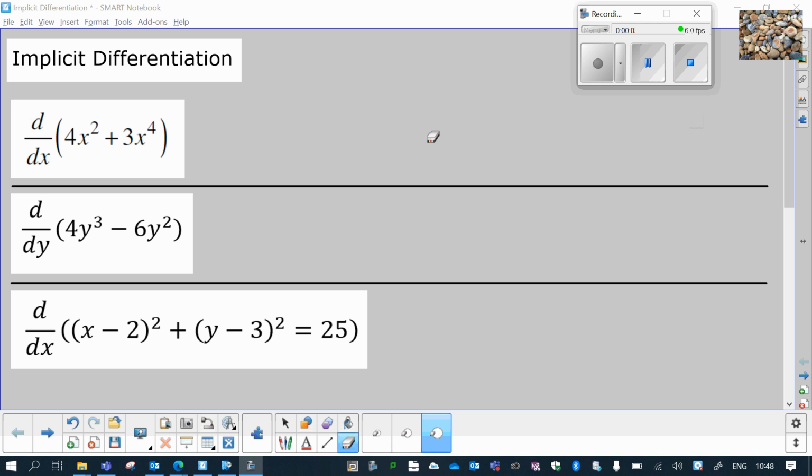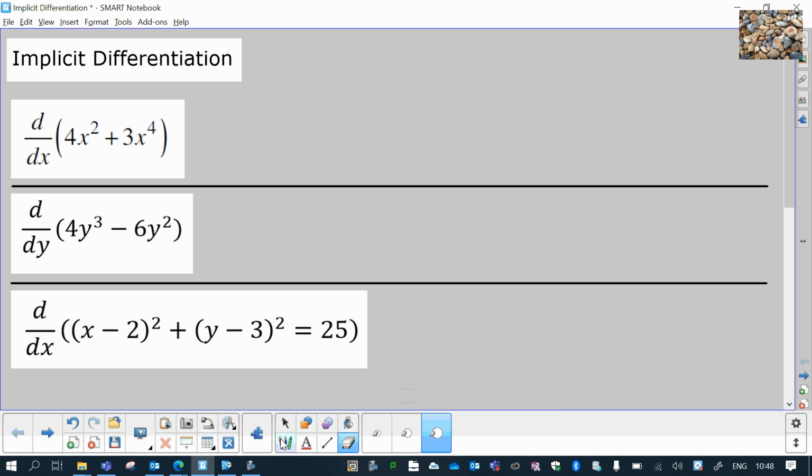In this video, we're going to have a look at implicit differentiation, what it is, why we need it, and how to work with x's and y's in a derivative. So up to this point, we've been differentiating quite complicated functions at times, but we started with our basic polynomials, and we have examples such as this, 4x squared plus 3x to the power of 4.